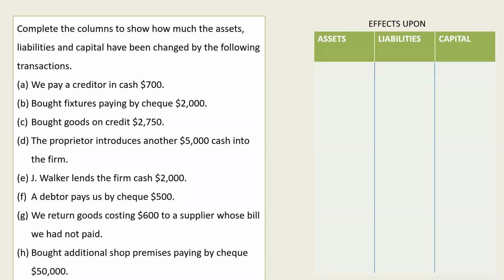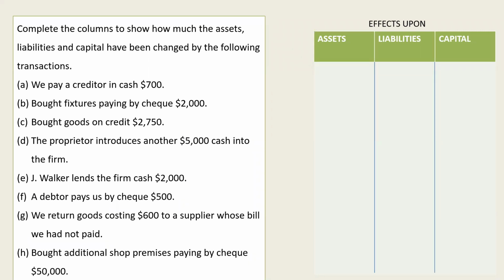B, bought fixtures paying by check, $2,000. Now remember, I told you fixtures are like any kind of installation of furniture or whatever it is for the business. It could be an AC as well that you would have purchased that is considered a fixture. And of course, it's a fixed asset. So you bought fixtures paying by check, $2,000.